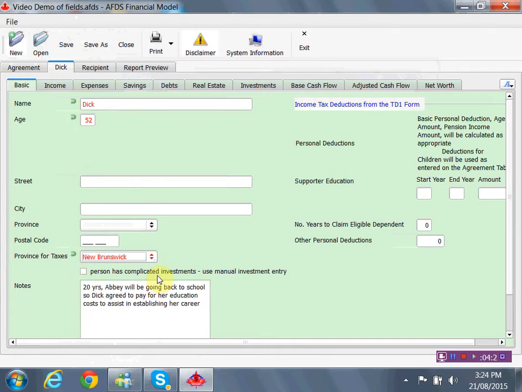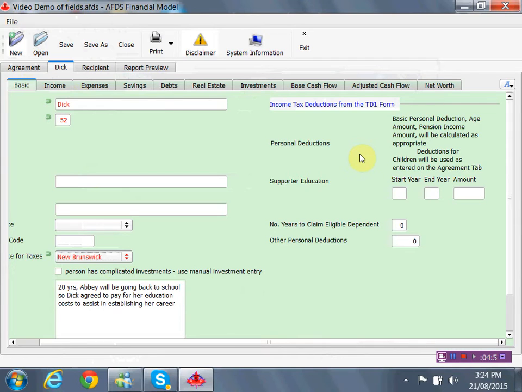We'll come back to this, the person with complicated investments. We'll look at that when we look at the investments tab, so it's a bit easier to understand when you use it. And then in the notes section, you can put whatever you want. So in this particular case, we're saying that his spouse, they've been married 20 years, and his spouse is going back to school. He's agreed to pay for her education.